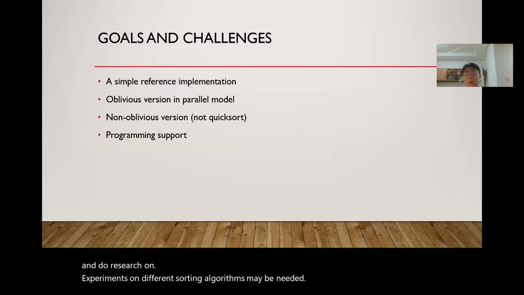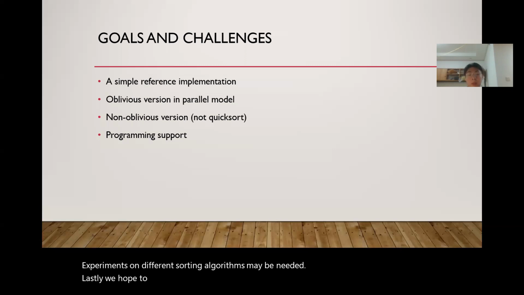Lastly, we hope to provide library support in C++ or Python that contains reference implementations for oblivious sort. Hopefully, this could be relatively easy if the previous steps are successful.